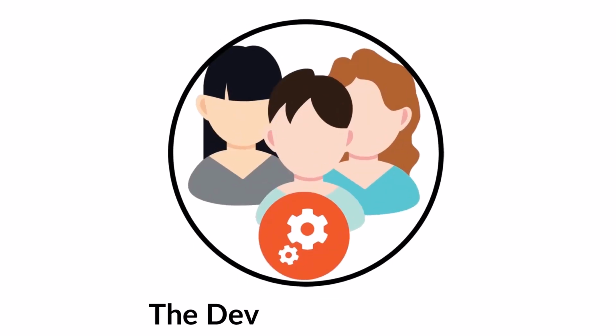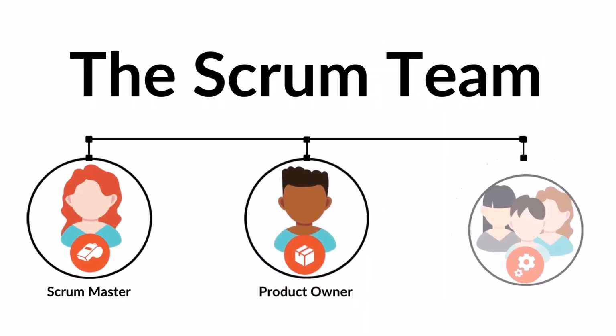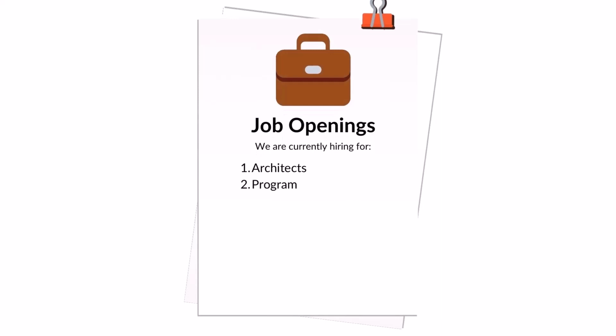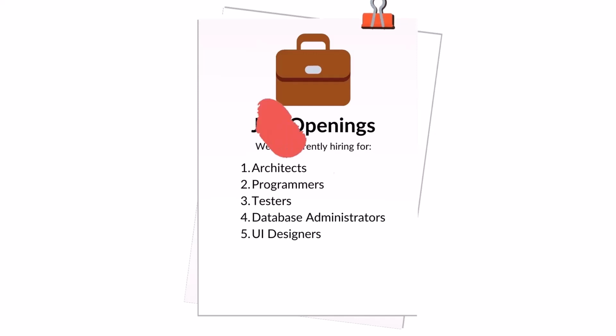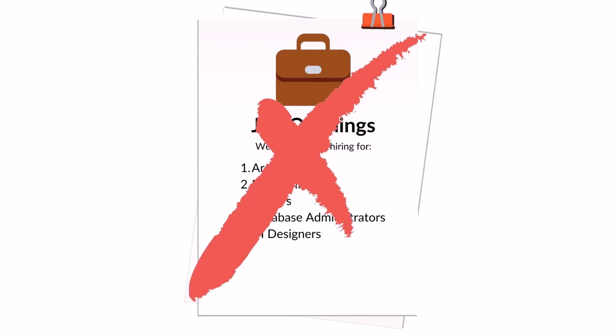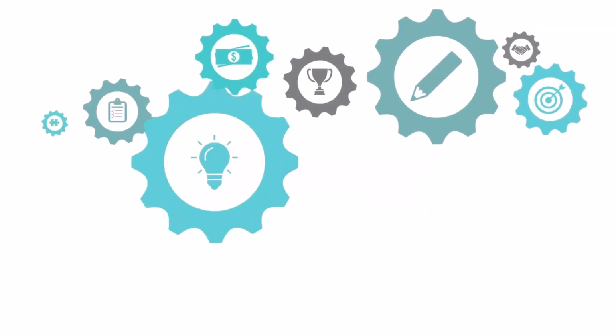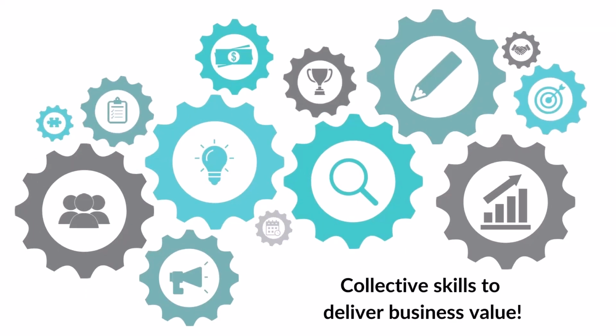The development team is another one of the 3 roles that constitute every Scrum team, alongside the Scrum Master and Product Owner. Traditional software development approaches define various job types, such as architect, programmer, tester, database administrator, UI designer, and so on. Scrum, however, defines the role of development team, which is simply a cross-functional collection of these types of people. The development team members collectively have the skills required to deliver the business value requested by the product owner.